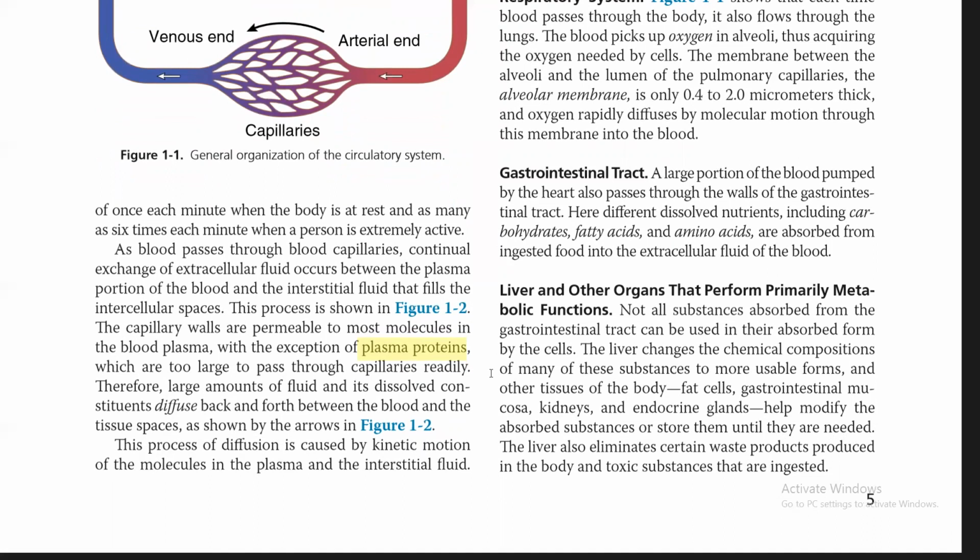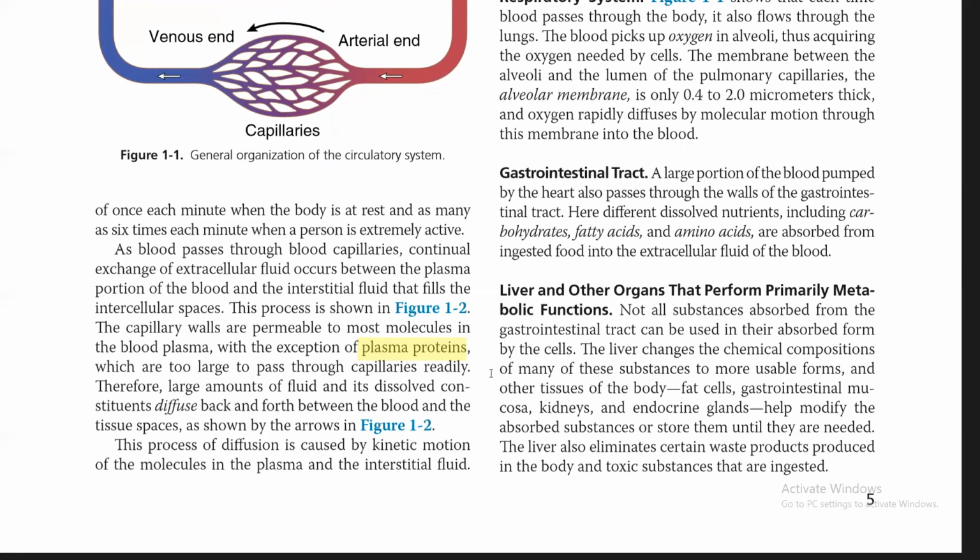Not all substances absorbed from the gastrointestinal tract can be used in their absorbed form by the cell. Obviously, some are bigger molecules. They cannot be utilized as an energy source immediately. They have to be converted into something else before they can be utilized. So for that purpose, we have to make sure that those things go to certain organs like the liver to be converted into different molecules or substances so that they could be utilized later.